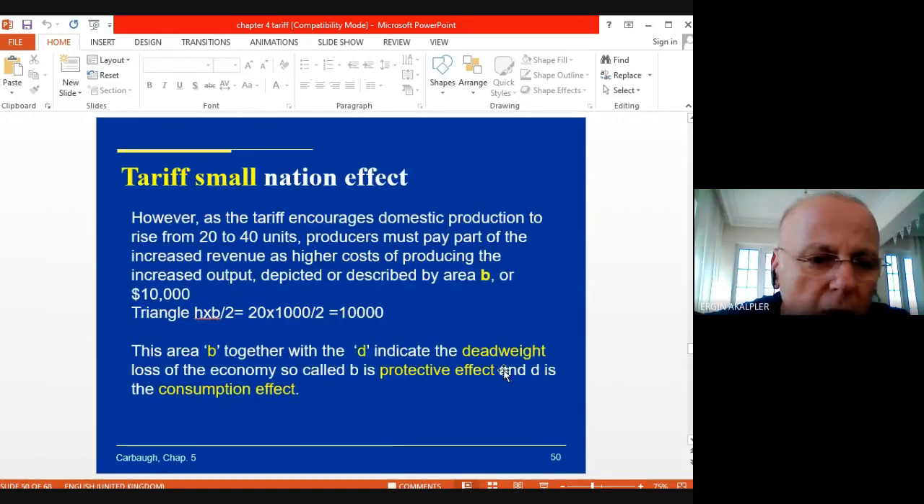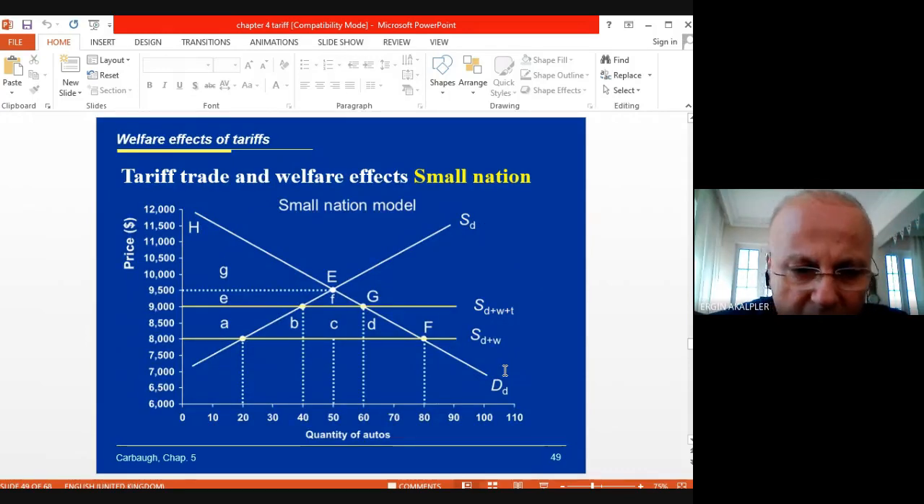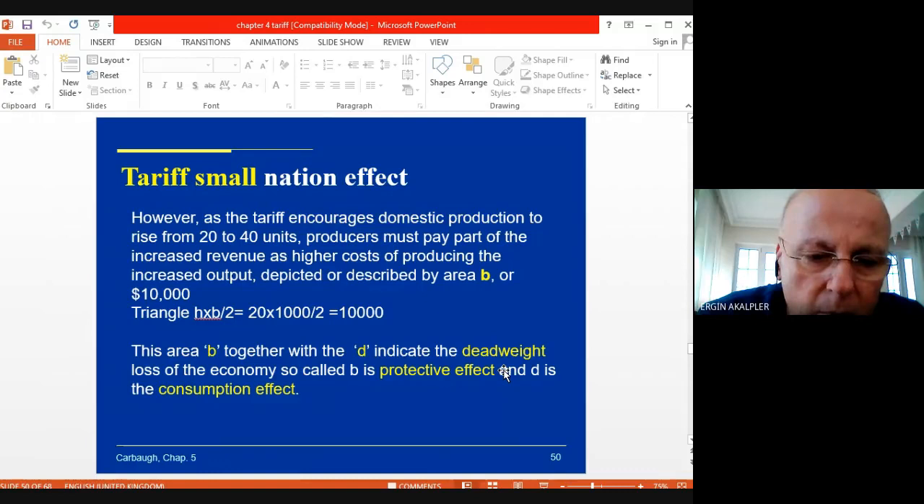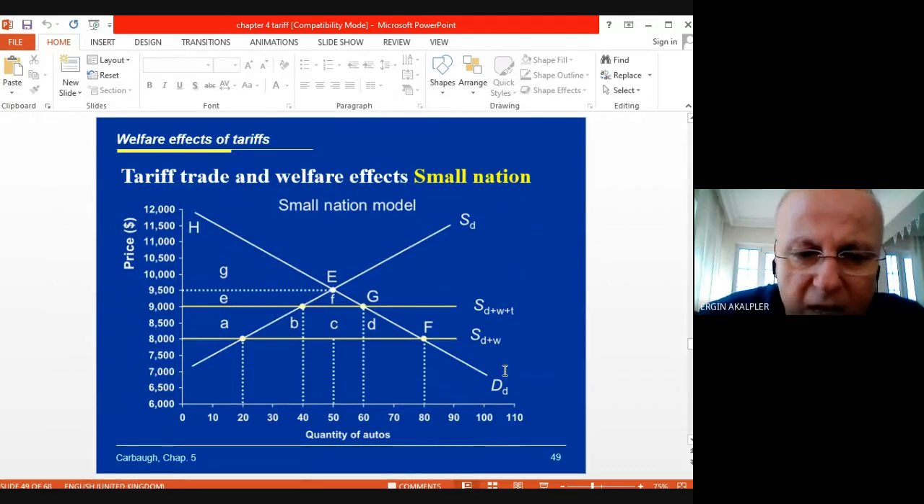After this, we have to question, as the tariff encourages domestic production to rise from 20 to 40, as you see here, the tariff shifts from 20 to 40, but not 50. The producers must pay part of the increased revenue as a higher cost of producing the increased output, described by area B, which is 10,000. The triangle formula is height multiplied by base divided by 2, so 20 multiplied by 1,000 divided by 2 is equal to 10,000. This is the so-called B area, and the B and D areas.